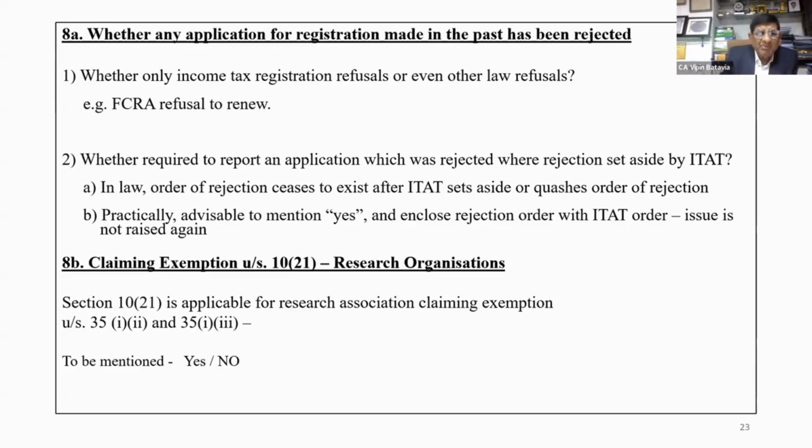Now, there is claiming exemption under 10(21). 10(21) is applicable to research organizations where section 35(1)(ii) or 35(1)(iii) are there. You have to just mention yes or no. So they are not asking for any details.